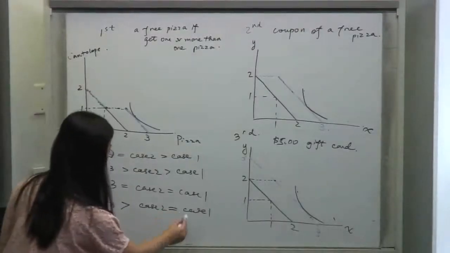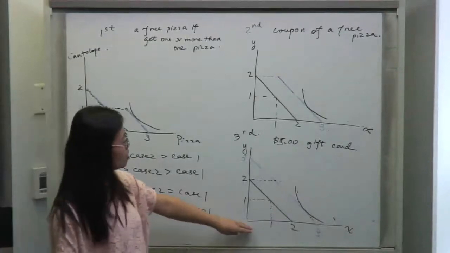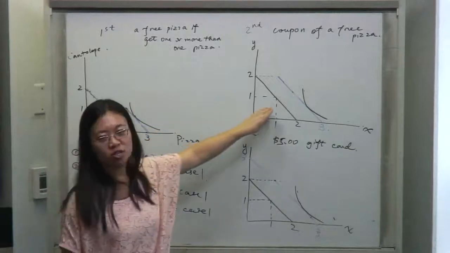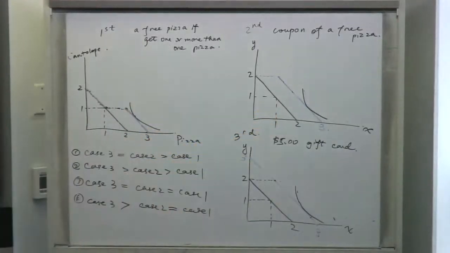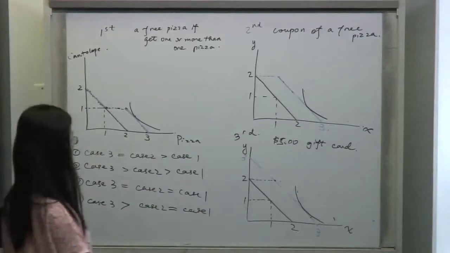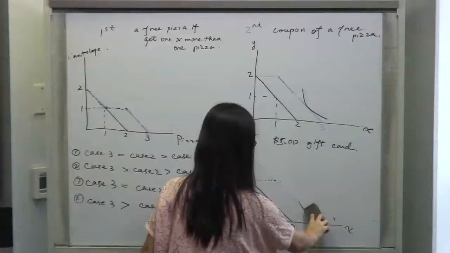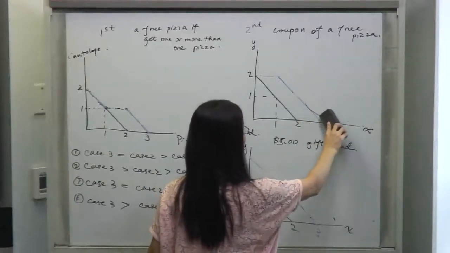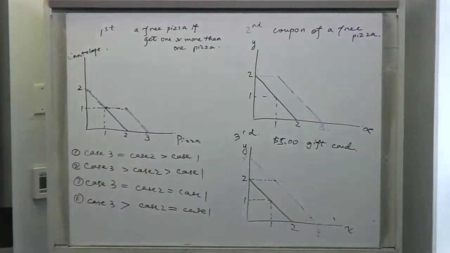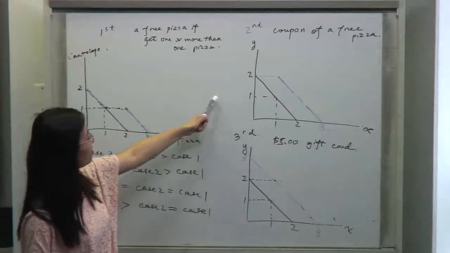No, there's one more. But wait, it is on the original line, isn't it? On the two line? You can't, that's not maximizing utility. So this one is definitely better than this one, but you're indifferent between these two. So where is that indifference curve located? Think about it. This is definitely better, but you're indifferent between this one and this one.